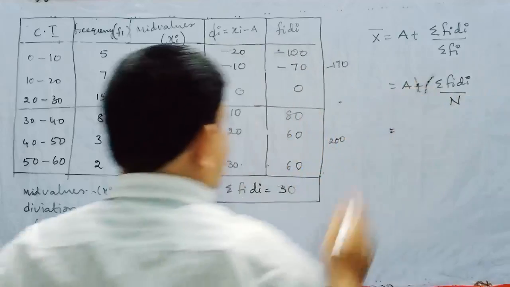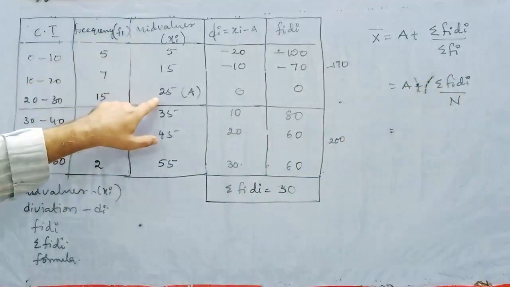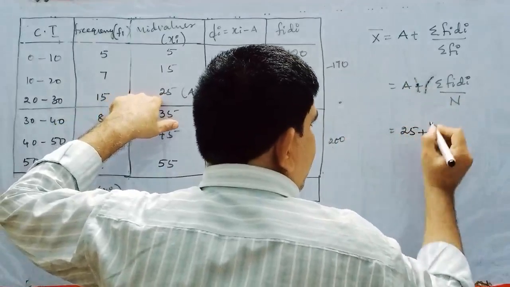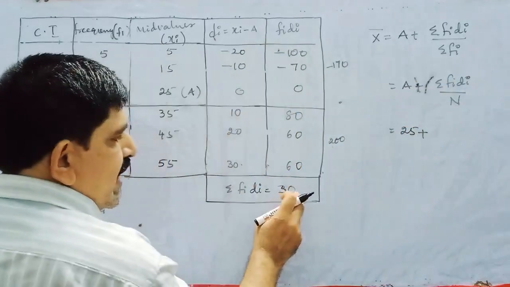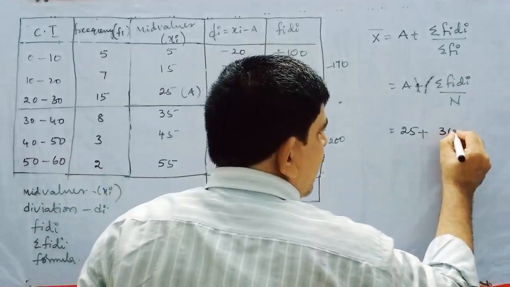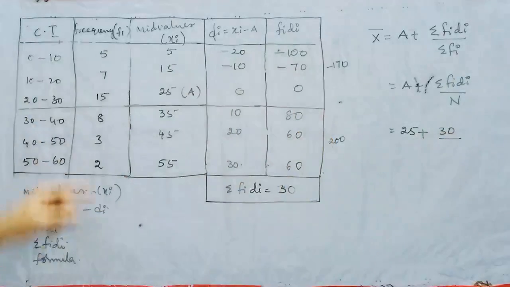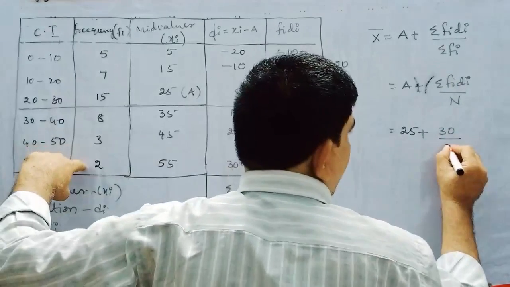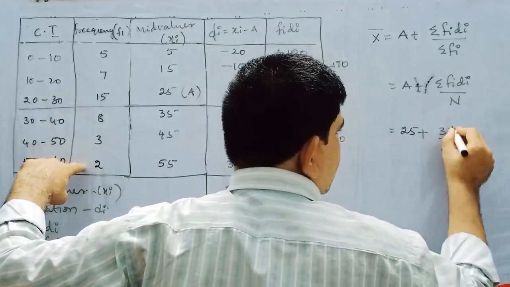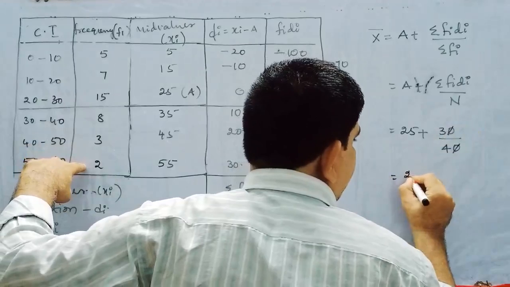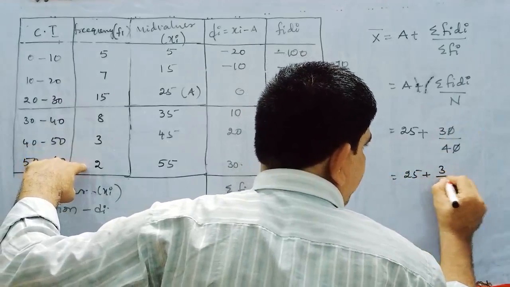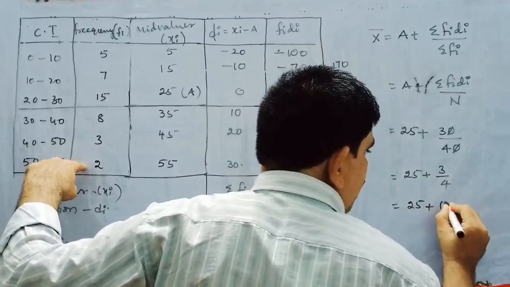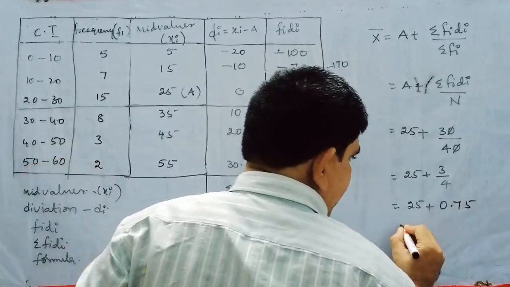Now what is A? A is 25, plus sigma Fi di is 30, by n, the sum of the frequencies. How much? 40. The 0s get cancelled. 25 plus 3 by 4. So 3 by 4 is nothing but 25 plus 0.75.